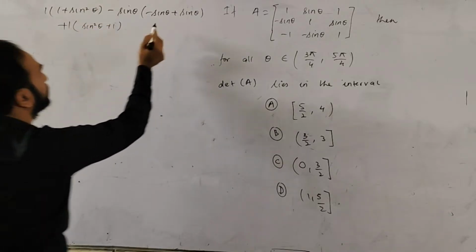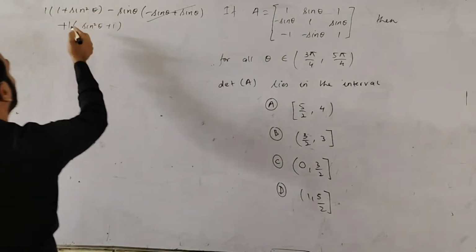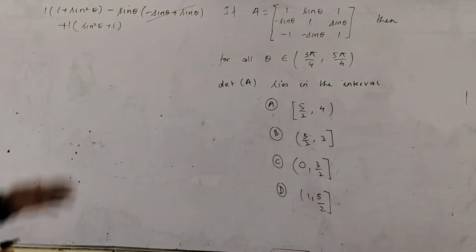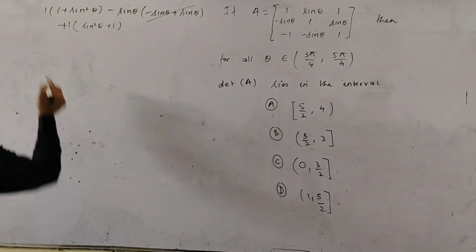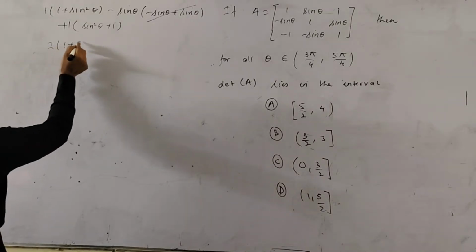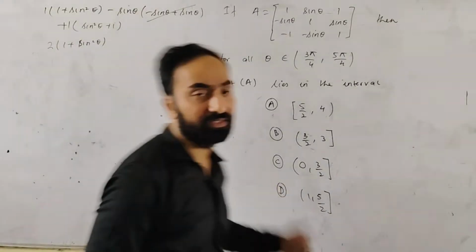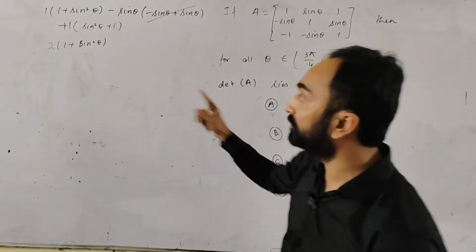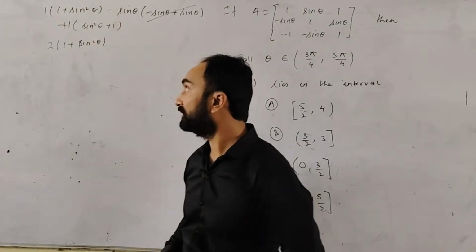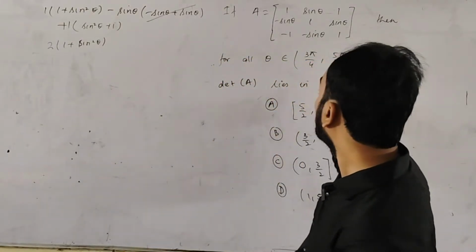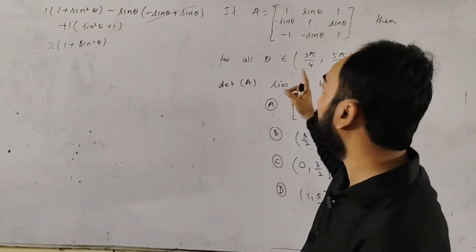plus 1. Right, so this will become 0. So only we have 1 plus sine square theta and here 1 plus sine square theta. So I can write it as 2 into 1 plus sine square theta. Now this is the value of det we are getting, 2 times of 1 plus sine square theta. Now from here we can do this.